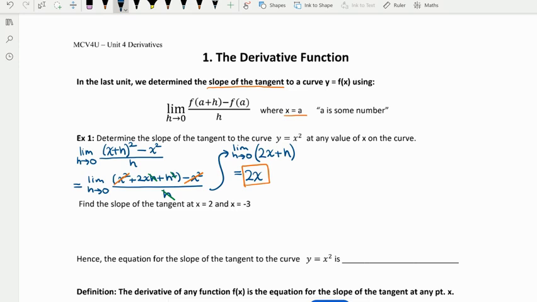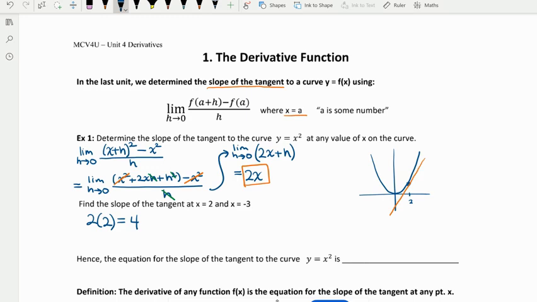So now I can take this and start plugging in different points. I don't have to do this calculation over and over again. Very convenient. So find the slope of the tangent when x is 2. So for example, if I had my curve that looks like this, when x is 2, what's the slope? Well, I can just simply plug it into my formula that I found. So 2 times 2, which gives you 4. So the slope of the tangent when x is 2, this tangent line, slope is 4.